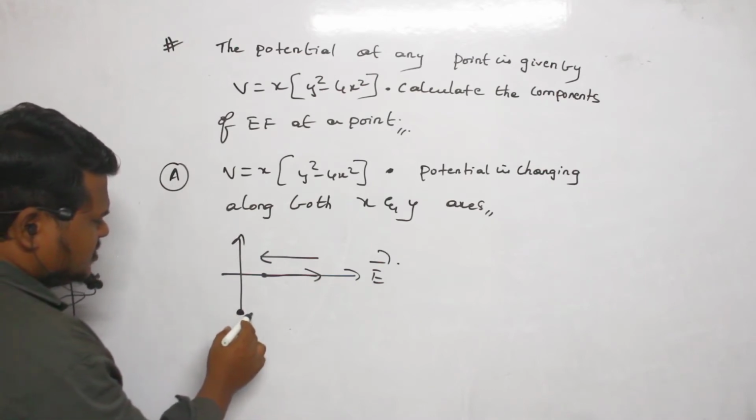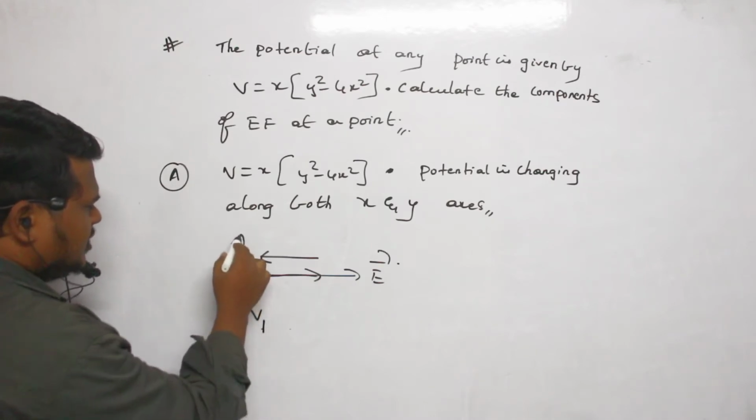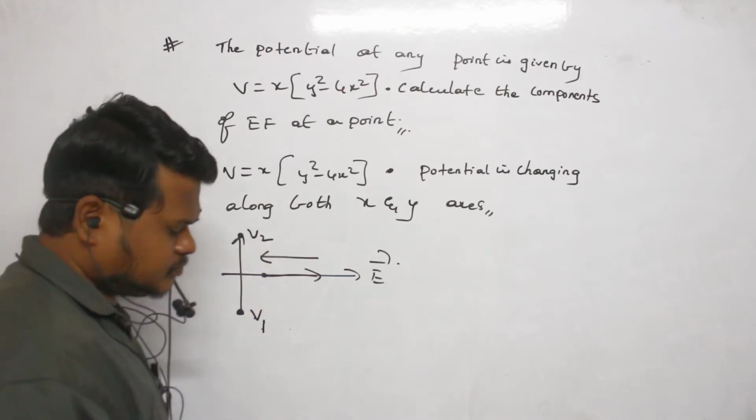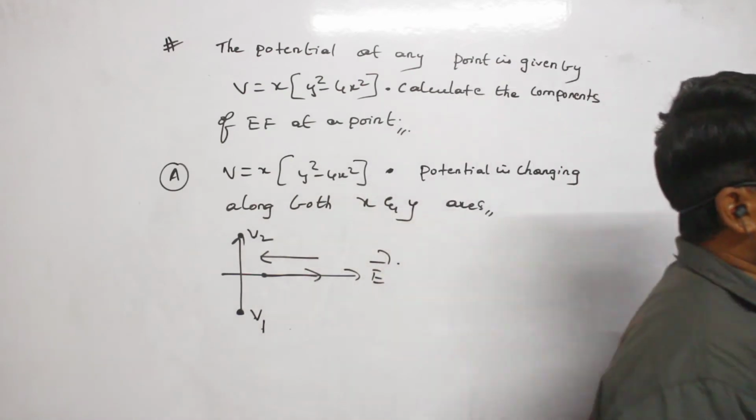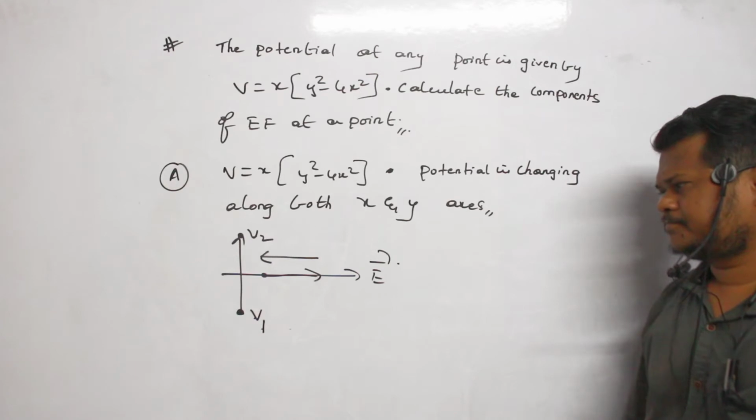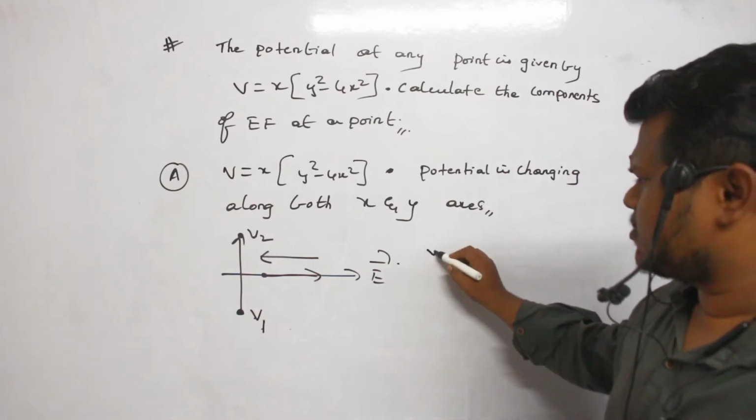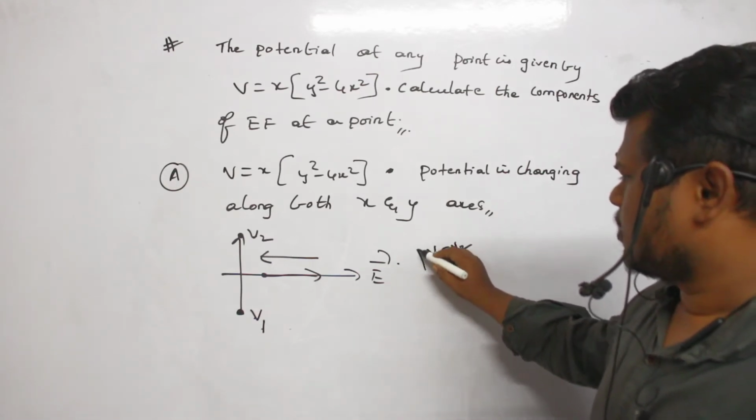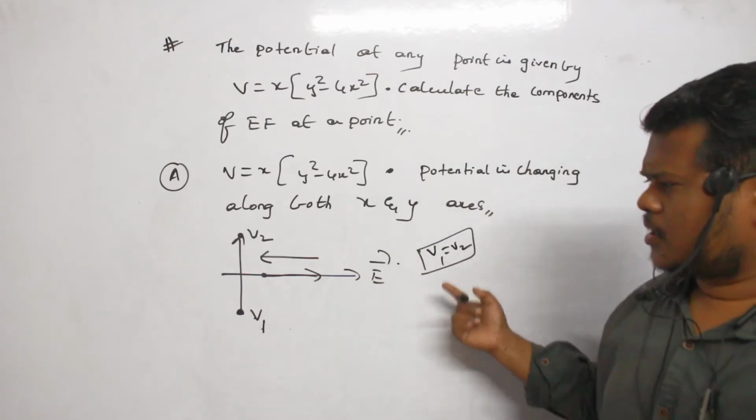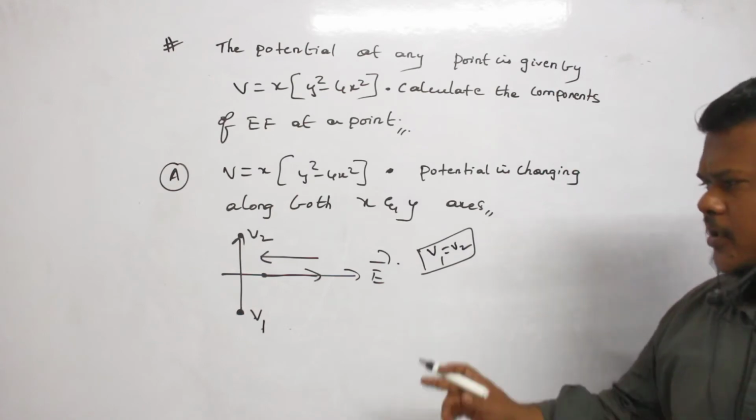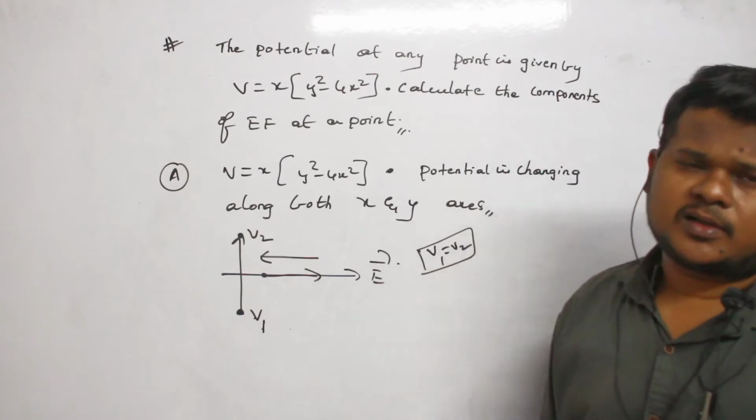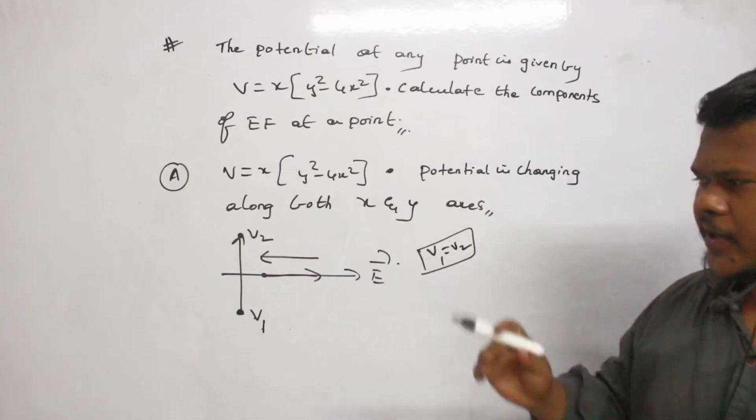So, for example, here the potential is V1 and here the potential is V2. Then what is the relation between V1 and V2? Come on. They are equal. V1 is definitely equal to V2. What is the reason? Because only if we move in the direction of the electric field or in the opposite direction of the electric field will potential change. And potentials are equal when we are moving perpendicular to the electric field.